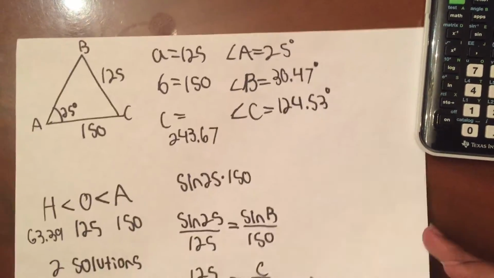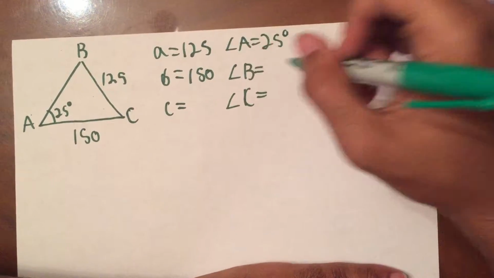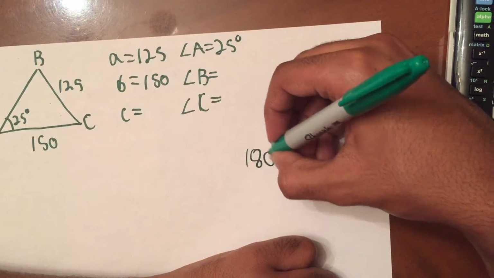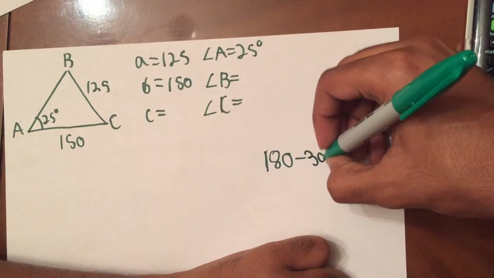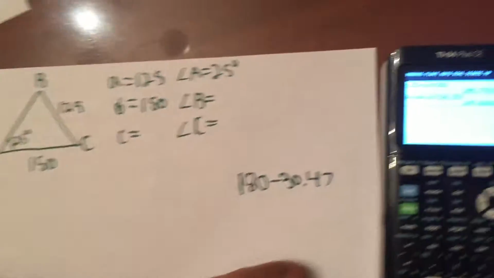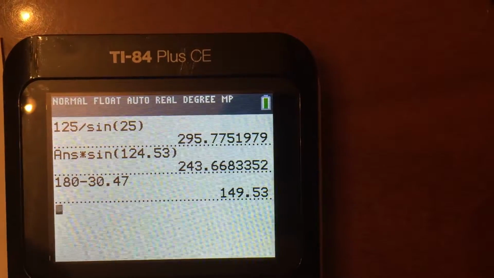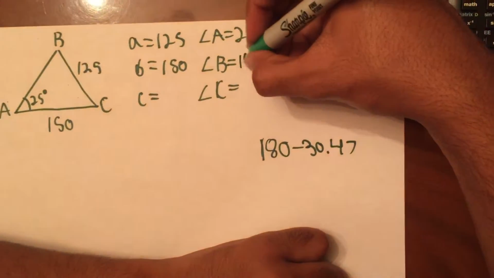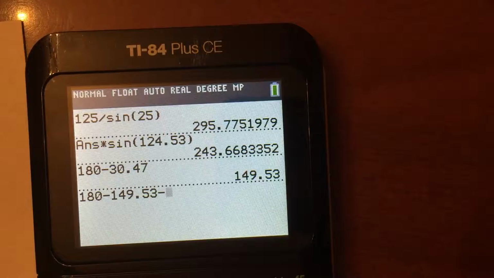Next up is to find the next case. In order to find angle B in this case, you just take 180 and find the supplement of the previous angle B. So 180 minus 30.47. Go to our little calculator over here. 180 minus 30.47, 149.53 should be your new angle. And just like before, you subtract: 180 minus this, minus 25, 5.47 should be your final angle C.